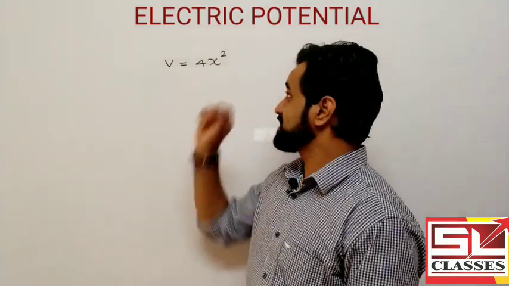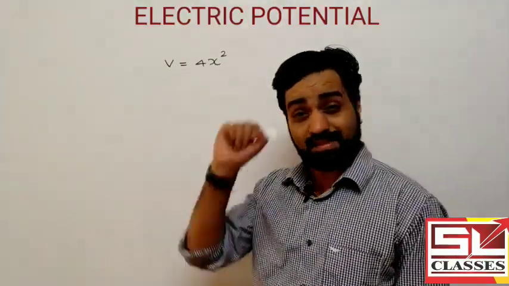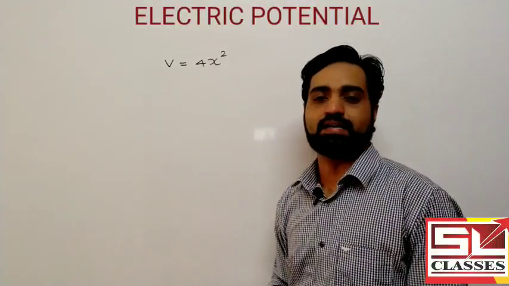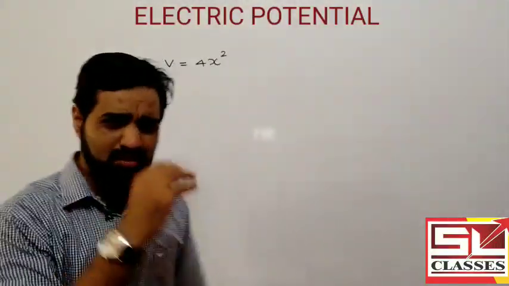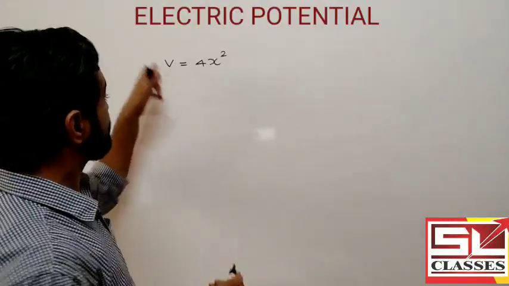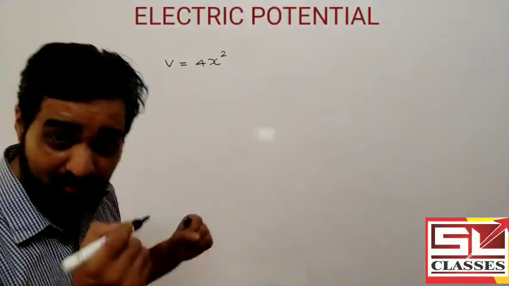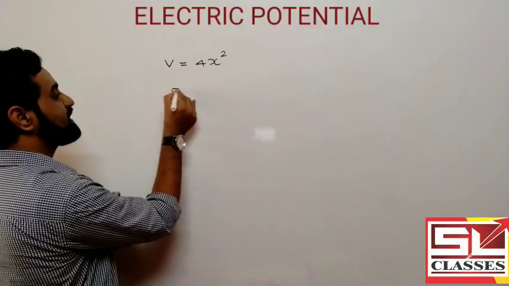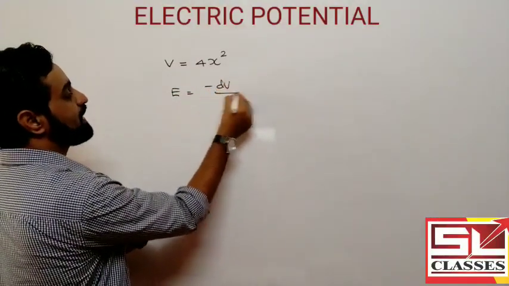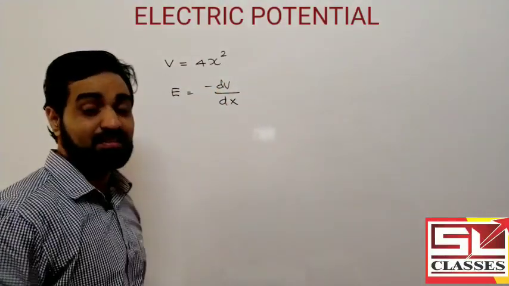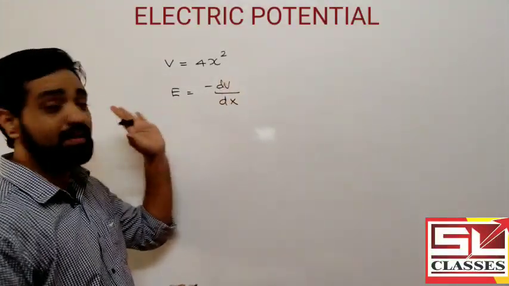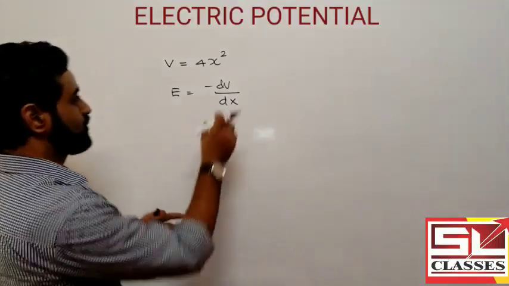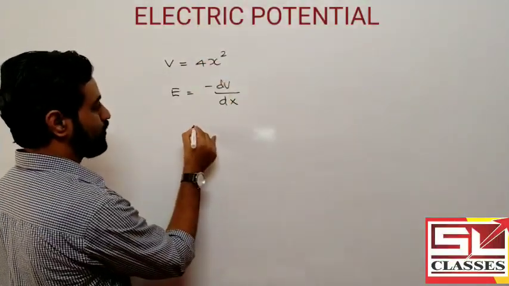Okay students, this is question number 2 and this is again a simple question but frequently asked. You can see the same question in different previous examinations. To find electric field from electric potential, we have an equation. Electric field is equal to minus dV by dx. That is, the negative differentiation of potential will be the electric field. That is the concept. So just take the derivative of this value and put a negative.